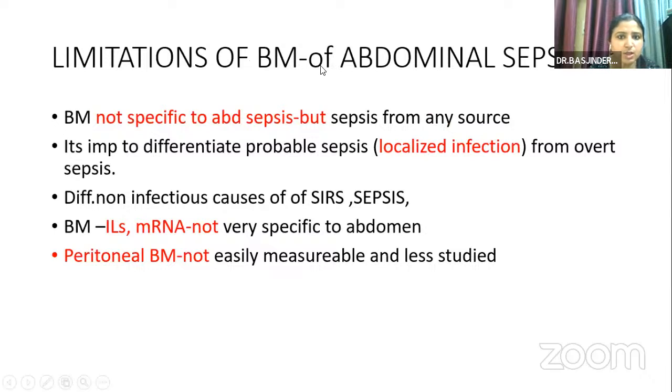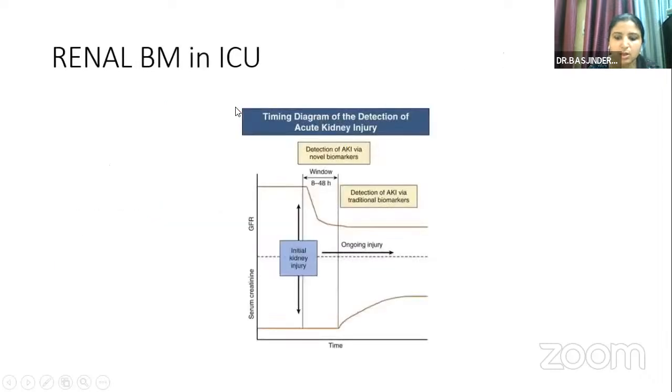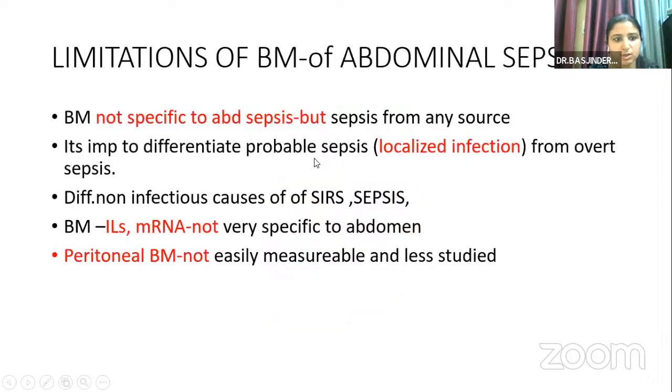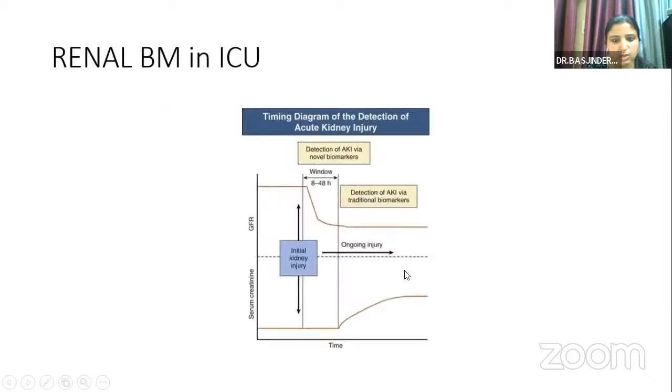What are the limitations of abdominal specific biomarkers? They are not specific to abdominal sepsis, but are generalized sepsis biomarkers. They are still not able to differentiate whether it is a localized infection or whether they have risen because of overt sepsis. Biomarkers like interleukin-6 and messenger RNA are not very specific to the abdomen and are yet to be studied. Peritoneal biomarkers are not easily measurable and are less studied. So this was all about abdominal sepsis biomarkers.